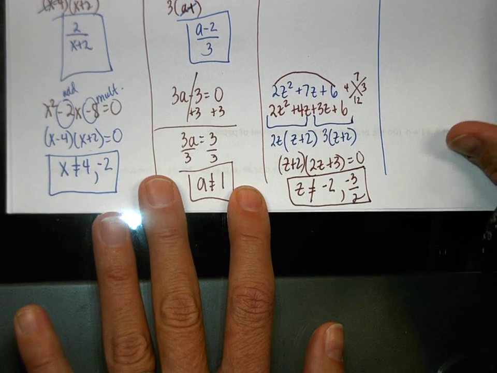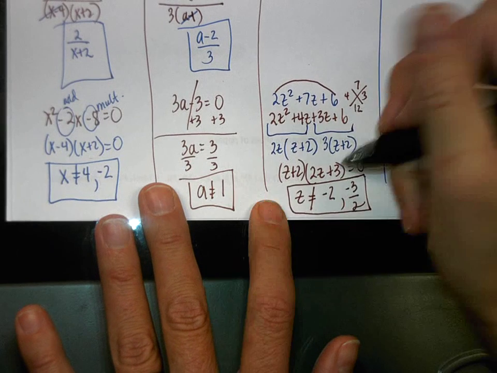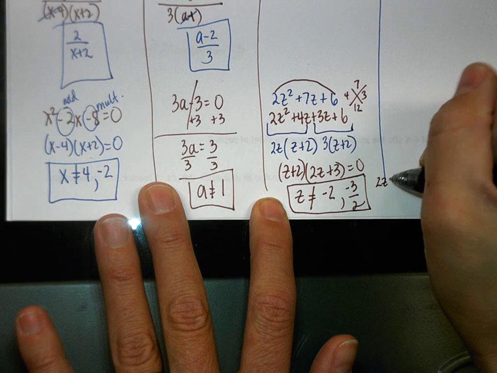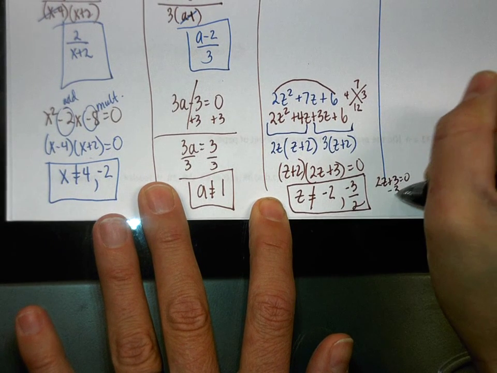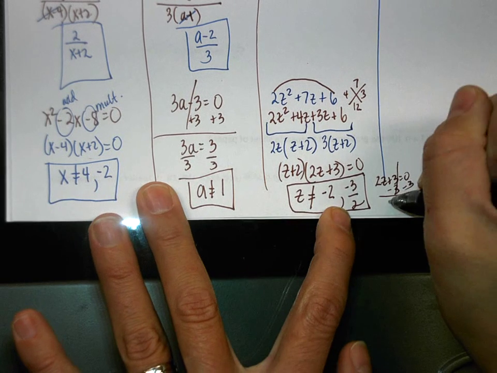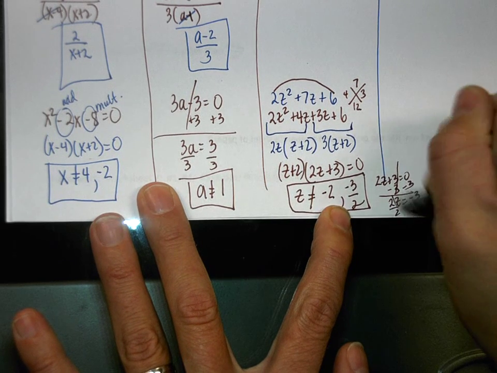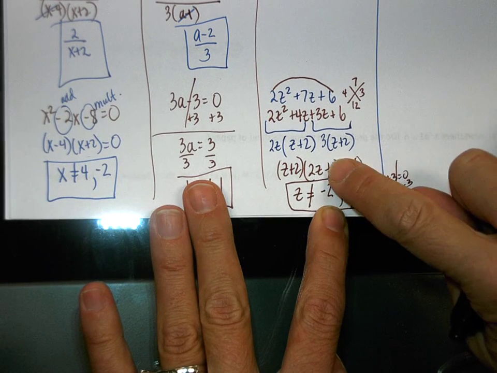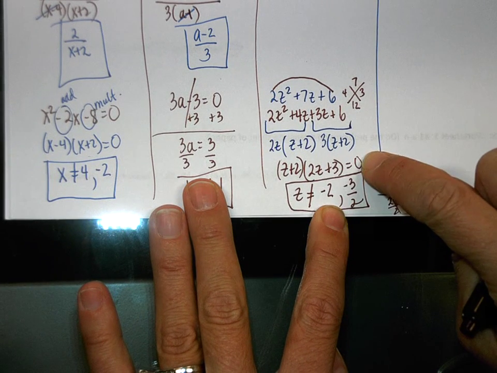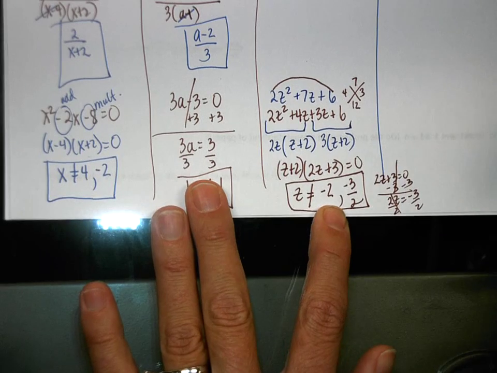How'd you get negative 3 over 2? So if you take 2z plus 3 equals 0, you would have to subtract 3 first. And then you have 2z equals negative 3, and then you divide by 2 to get negative 3 over 2. So in my head, I always take this number, and I know it's the opposite, and then the other number would be on the bottom. Okay.